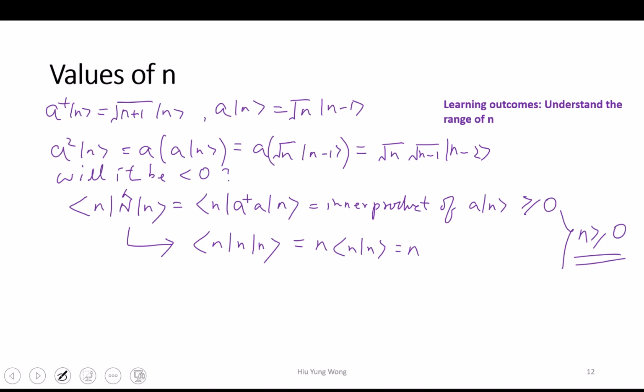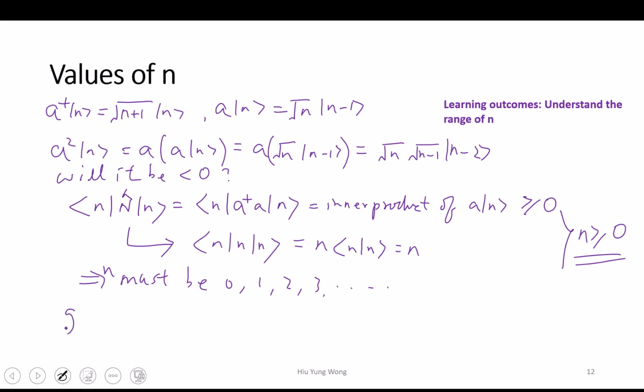So that's why it needs to be 0, 1, 2, 3. It must be the natural number 0, 1, 2, 3 for n. Okay? n must be this, right?